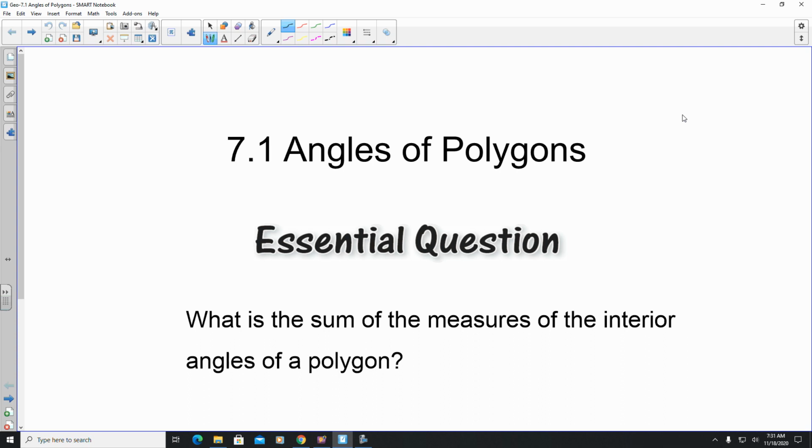Welcome to the video. In this lesson, we're going to be looking at section 7.1, where we're looking at angles of polygons. A question that they ask us here is, what is the sum of the measures of the interior angles of a polygon? Well, we have a theorem for that.